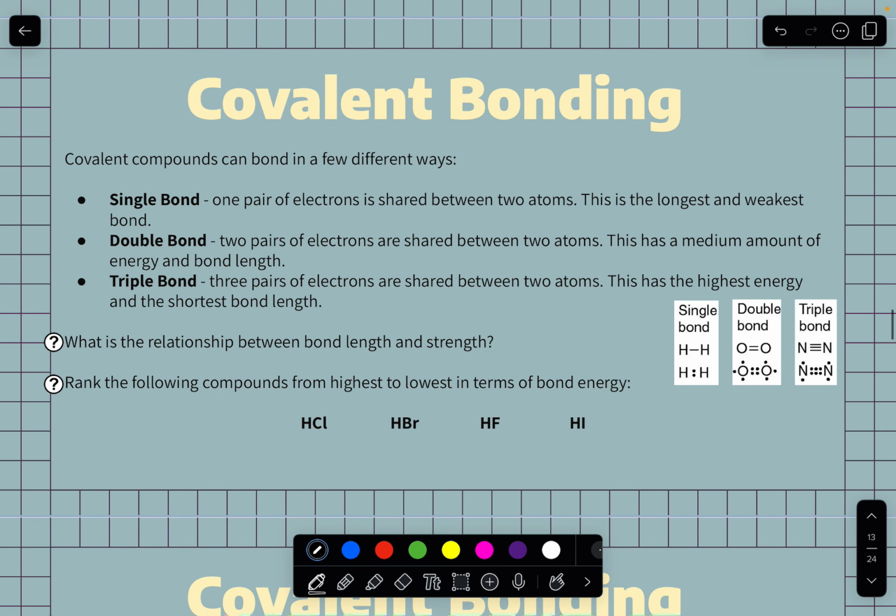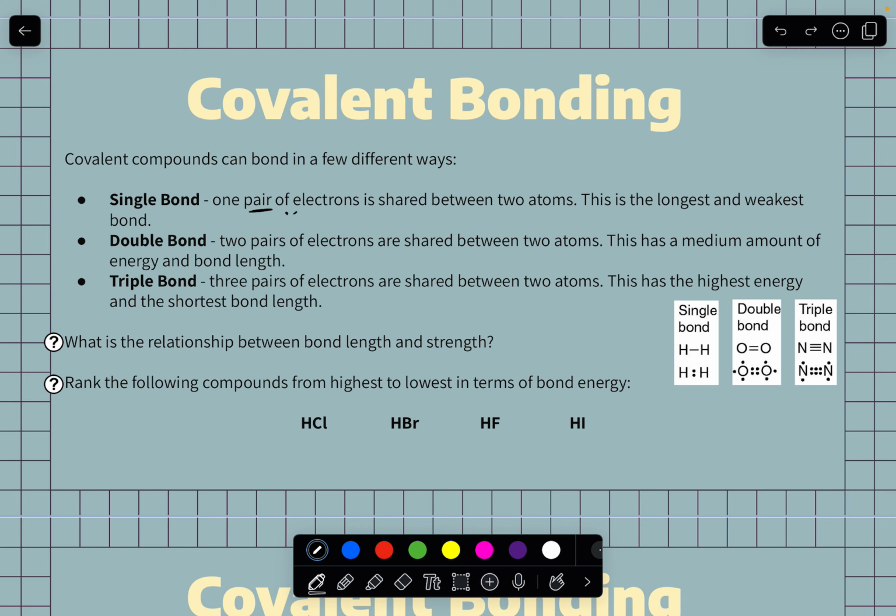All right, so moving on, we're going to talk about some covalent bonding. We know that there's single bonds, double bonds, and triple bonds. This is how many electrons are shared. A single bond is one pair of electrons. Remember, a pair is 2 electrons. A double bond is 2 pairs of electrons. A triple bond is 3 pairs. You can see images for those down here. So H2 is a single bond, O2 is a double bond, and N2 is a triple bond.